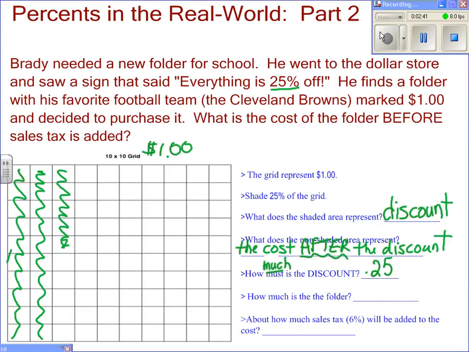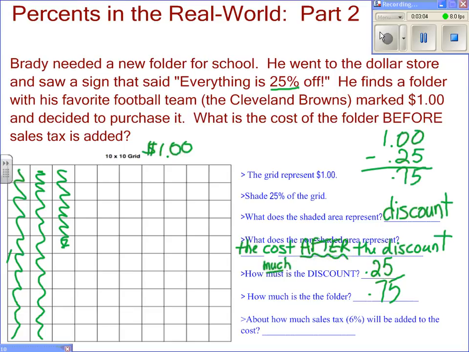So what is the cost of our folder? Well, it was $1. We subtract our discount, which is 25 cents, so the total cost of the folder before any sales tax is 75 cents. 100 minus 25.